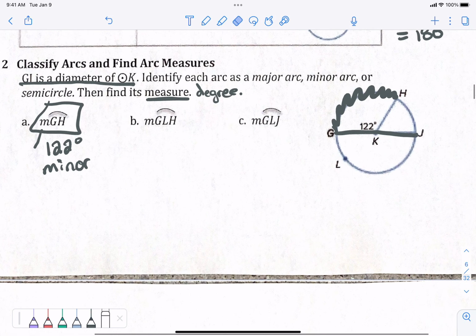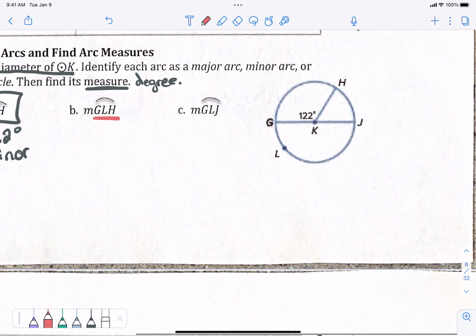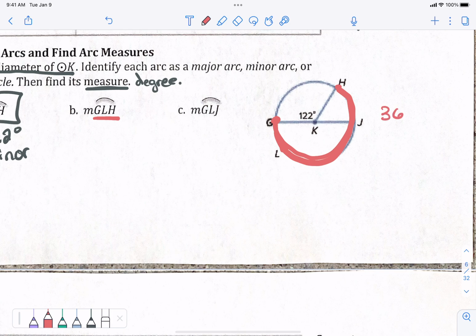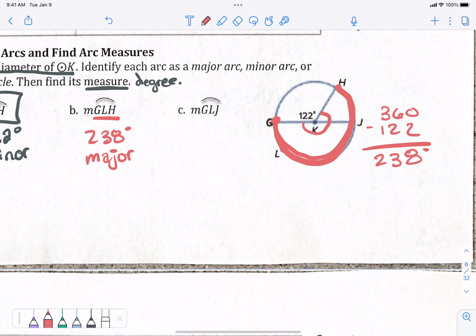All right, the next one, they ask for GLH. So there is my 3 letters, right? GLH is going in this direction. So it's asking me for this chunk. Okay, how do I find out how many degrees that is? 360 minus 122. Like 238, I think. Is that right? Yep. So that's like this big piece right here. 238 degrees, major, minor, semicircle? Major. Not too bad. This is like the easy part, right?